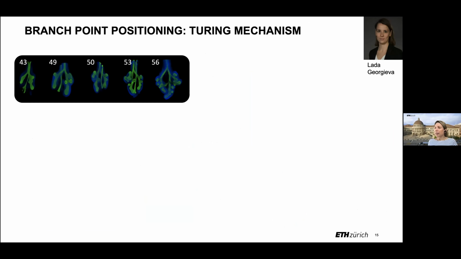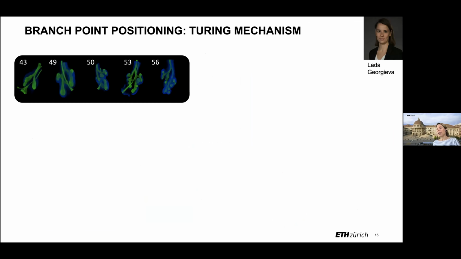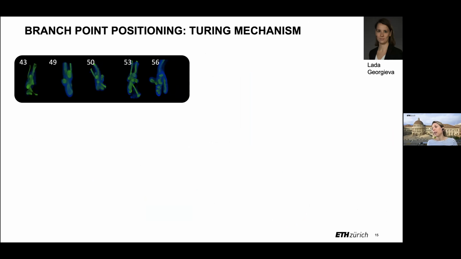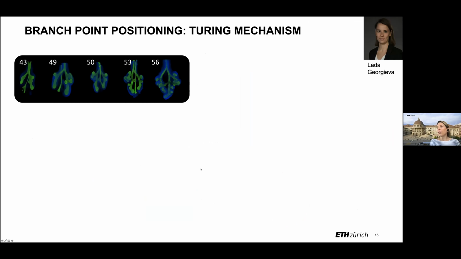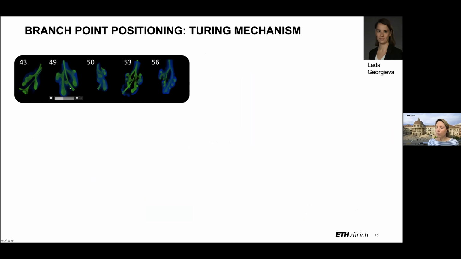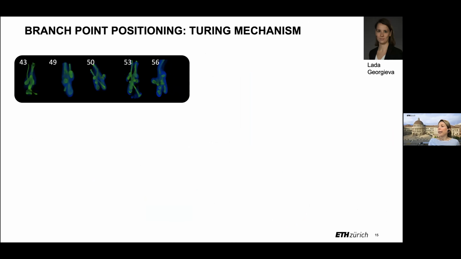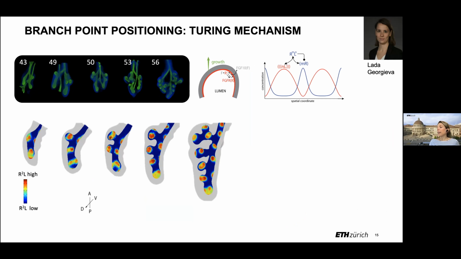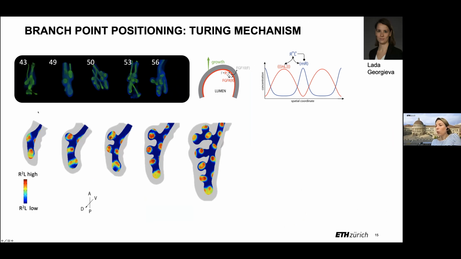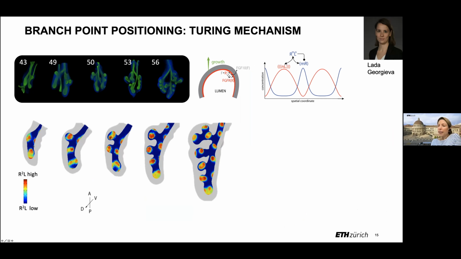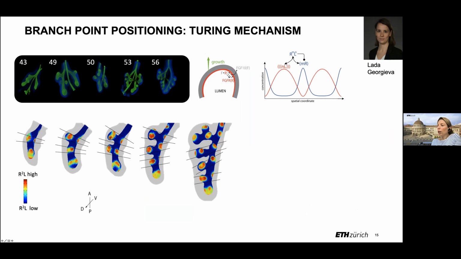But the Turing mechanism we have tested in more detail. So here we have the lungs at different somite stages, about 2 hours apart at this stage. And we can segment these lungs, and we can then simulate the Turing mechanism on those shapes. And you can see that the Turing mechanism predicts new branches many stages before the bud really emerges. Meaning it's not a geometry effect, it's really placing it at the right spot.